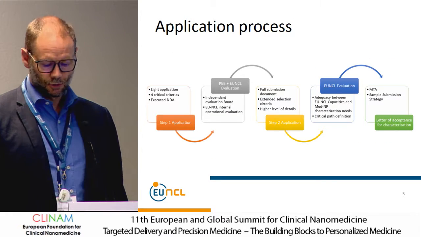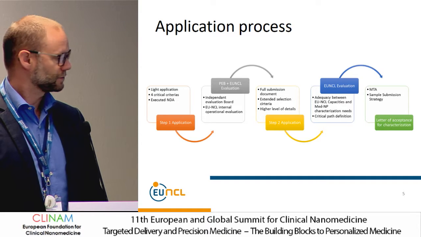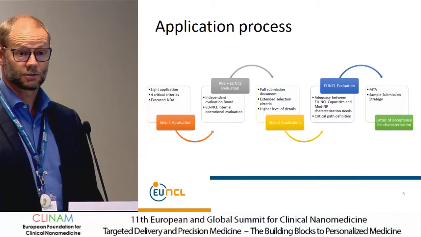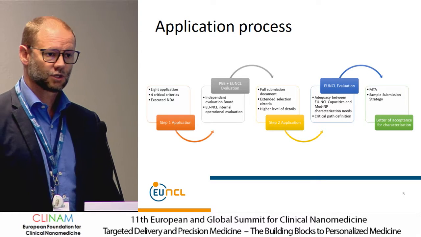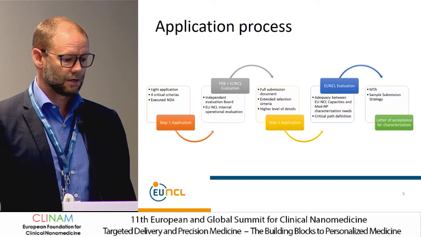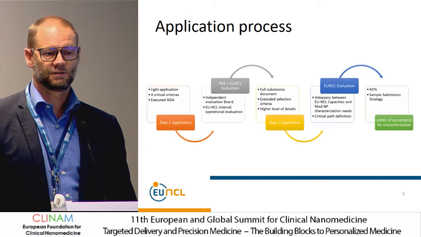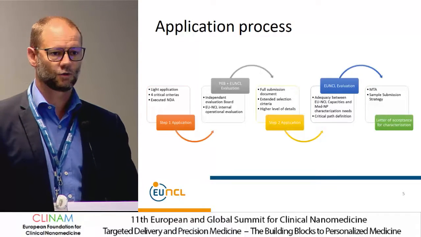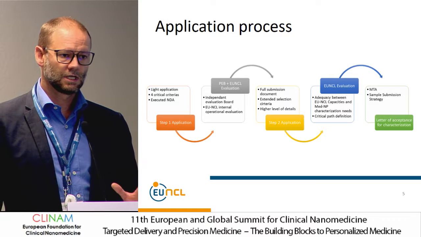So going to the concrete things I have the objective to present, which is the application process. The application process is a two-step application with a light application first. It's a template to fill in, 10 pages. There are 4 critical criteria, such as whether you have in vivo data of efficacy, and whether you have your material available in 2 different batches. So it's really limited work.